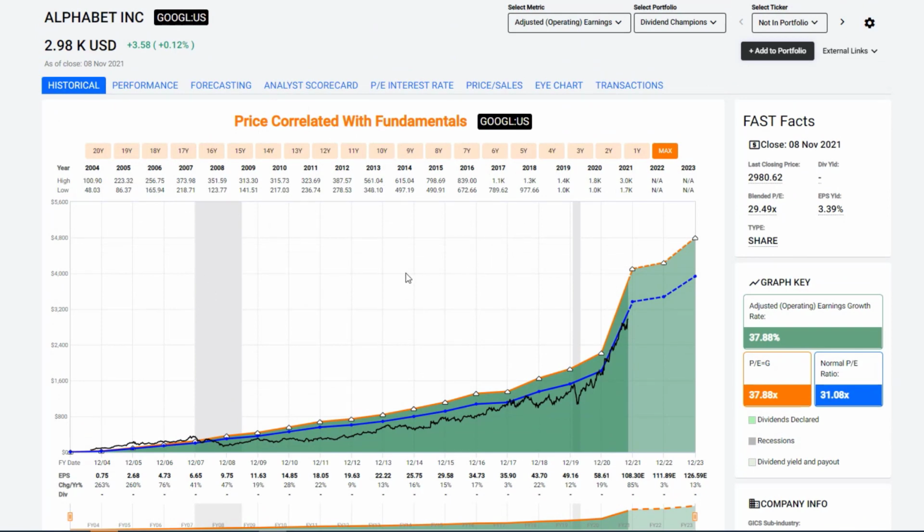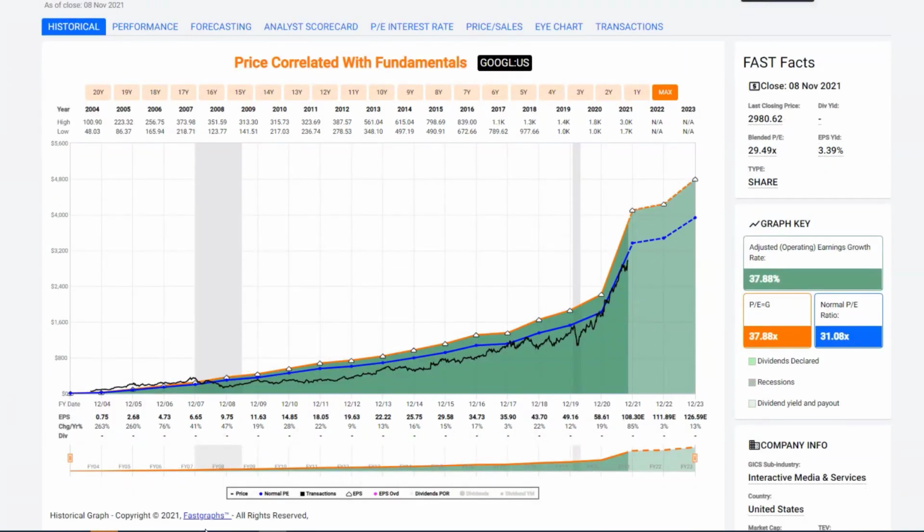And what we're going to do here, we're going to start with, as I said, adjusted operating earnings. And I want to make a point. I've got price and earnings on this graph, so I'm going to take price off of the graph here and anything related to price like the normal PE. And the point here I want you to see is how powerful this business is. This is the profit growth of Google going all the way back to 2004. And you can see it's been extraordinary, averaging over 37.88% per annum. So we've got very powerful earnings growth.